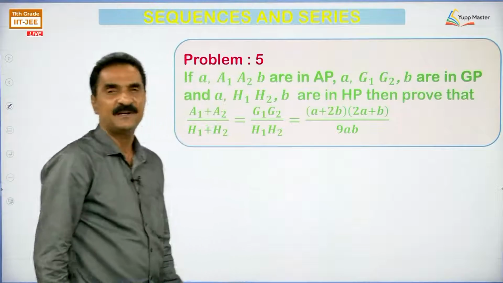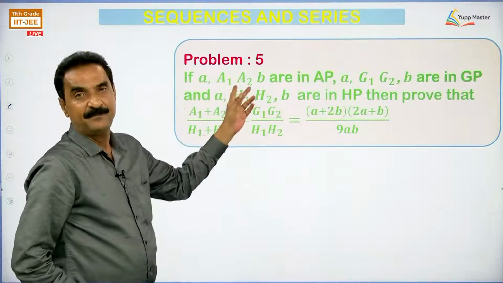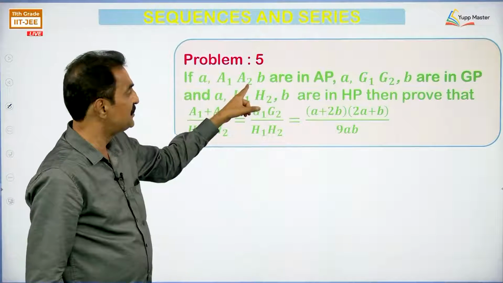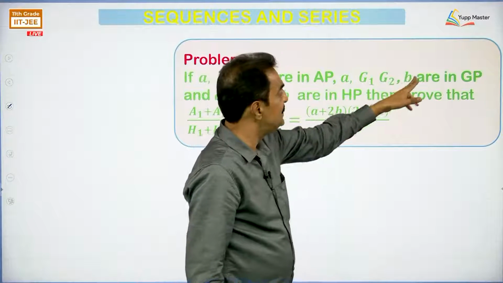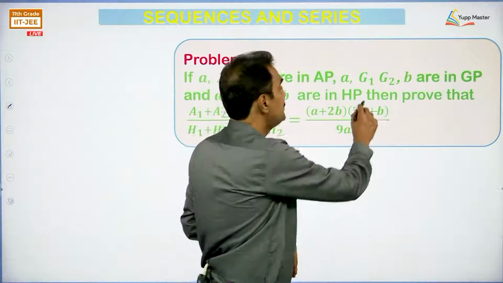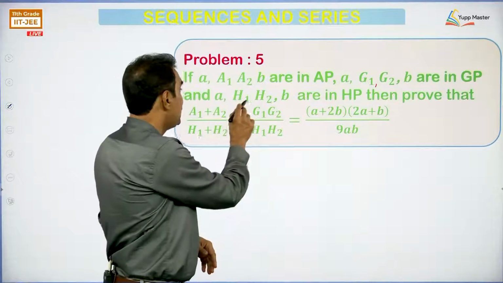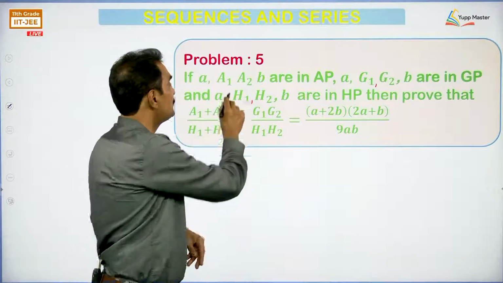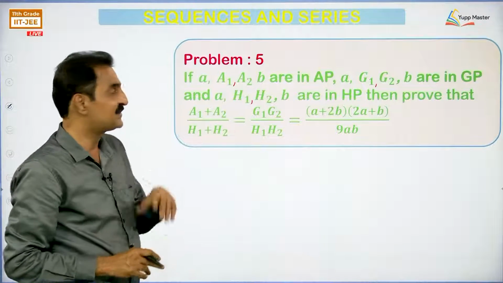I will just explain the method and you can solve it. Here between A and B, A1 and A2 are 2 AMs. A, A1, A2, B are in AP. A, G1, G2, B are in GP. So G1 and G2 are 2 geometric means between A and B, and H1, H2 are 2 harmonic means between A and B. A1, A2 are 2 arithmetic means between A and B. Now we have to prove this.